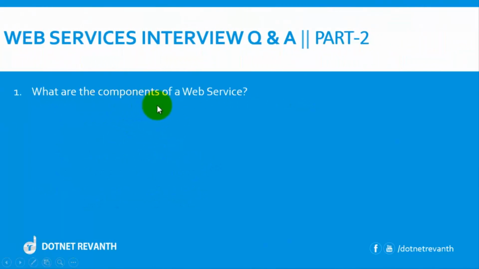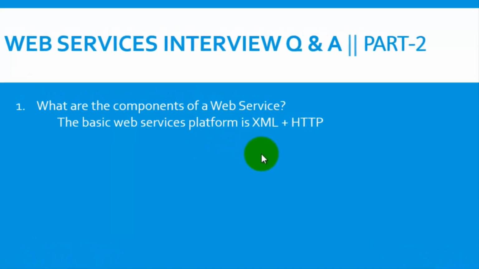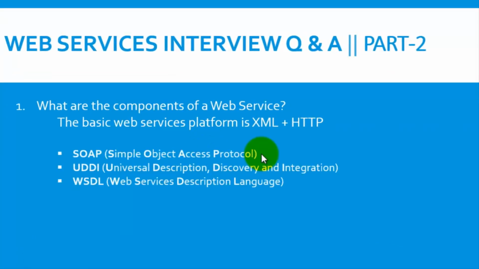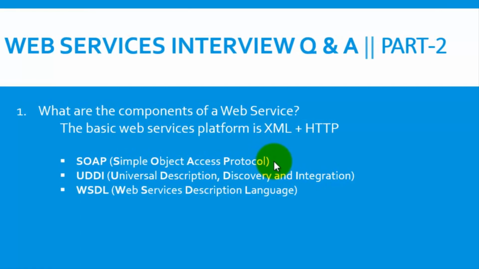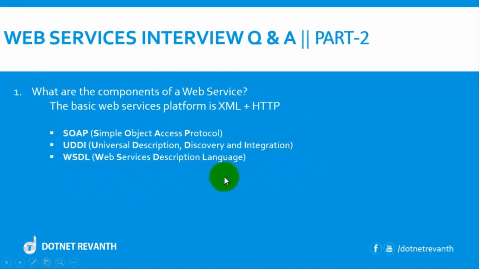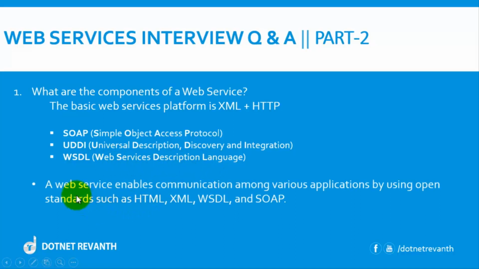First question: what are the components of a web service? Mainly, a web service is platform independent, so it uses XML and HTTP as the basic platform, and it uses 3 components: SOAP, UDDI and WSDL. SOAP means Simple Object Access Protocol. UDDI means Universal Description Discovery and Integration. WSDL is Web Services Description Language. A web service enables communication among various applications by using open standards such as HTML, XML, WSDL and SOAP services.